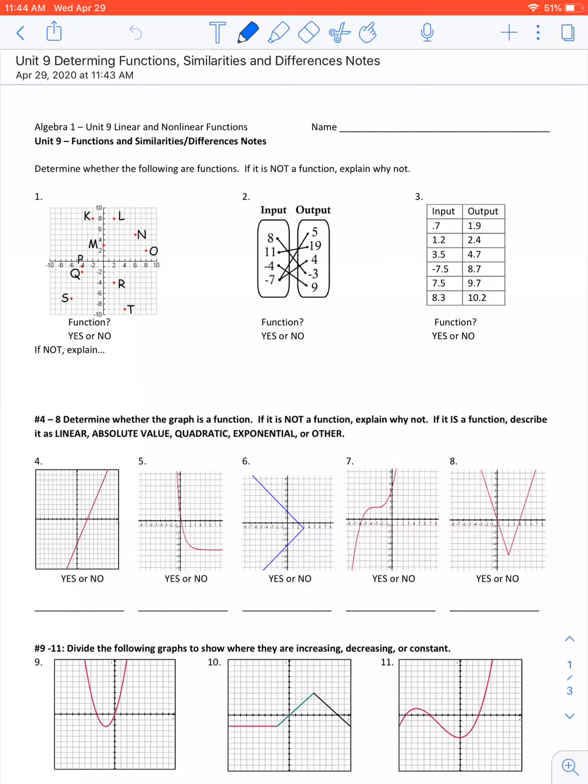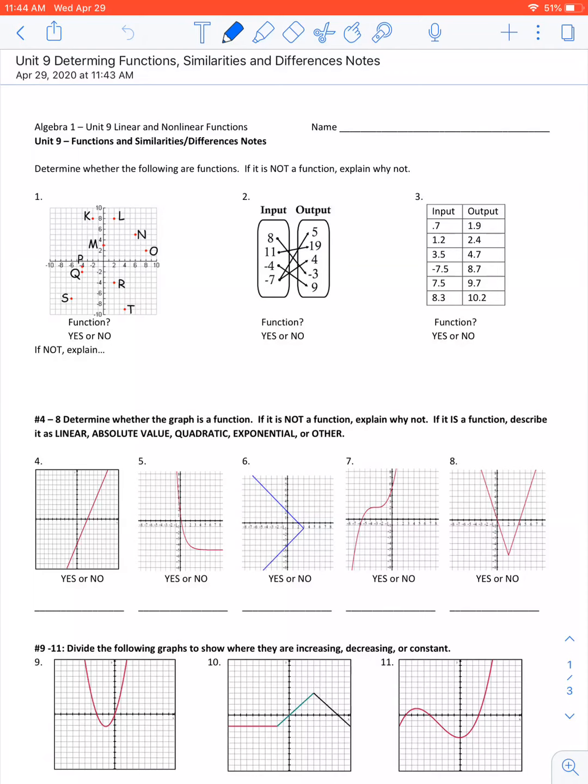Hi guys, welcome to week 3 of Unit 9, Linear and Nonlinear Functions. What we're going to be doing this week is determining what functions are, identifying these functions as either linear, absolute value, quadratic, exponential, or other, and then also writing out similarities and differences.